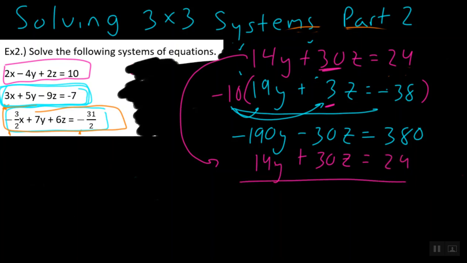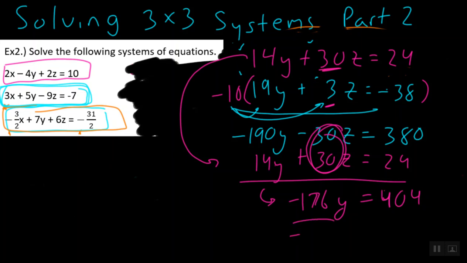And from here, guys, we can go ahead and start combining the things that we know. So I know that negative 190y plus 14y is going to be negative 176, large numbers, I know. Negative 176y. Negative 30z plus 30z, well, that of course zeroes out. And here we have 380 plus 24, which looks like it's going to give me 404.